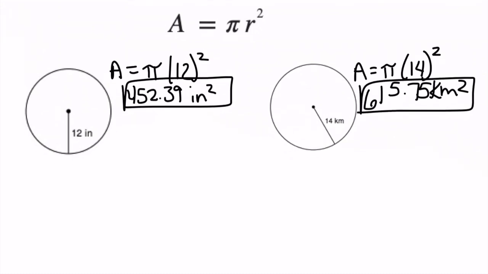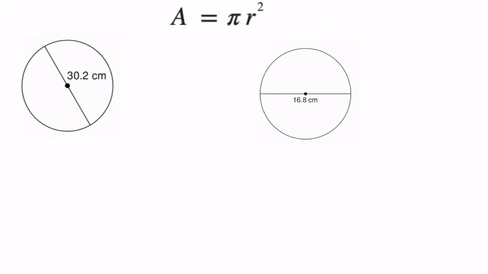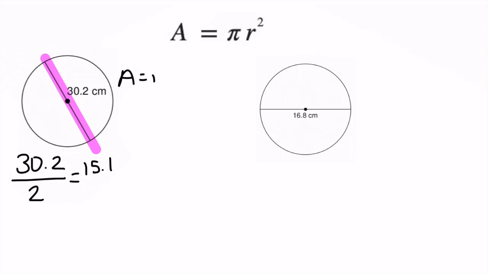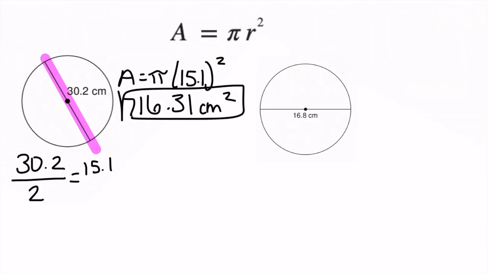All right, let's look at two more. In this one, we have a diameter, so all the way across, so we need half of that. So again, I'm going to take 30.2, divide it by 2, which will give me 15.1. So we have area equals pi times 15.1 squared, which ends up being 716.31 centimeters squared.